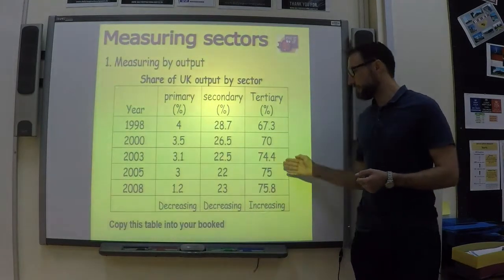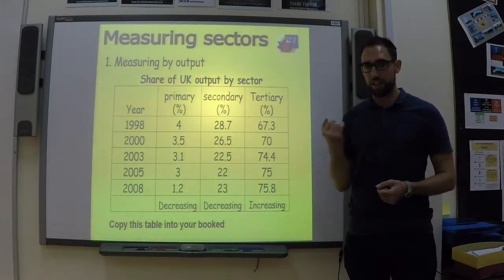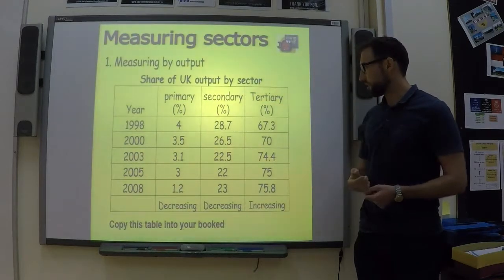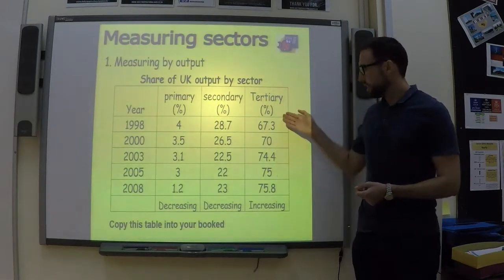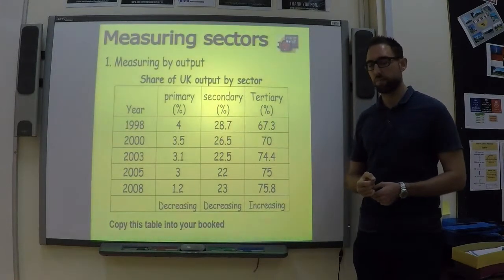The tertiary sector has increased, so we're producing more in this sector. Things in the tertiary sector, things like banking services, accountancy services, IT services, financial services. We are producing more of these things in the tertiary sector.